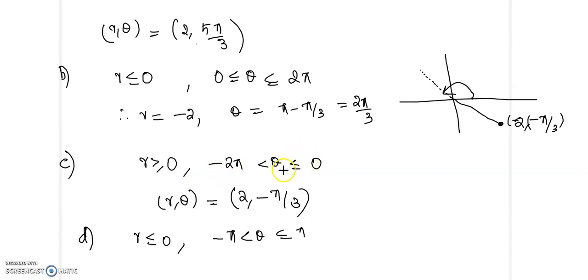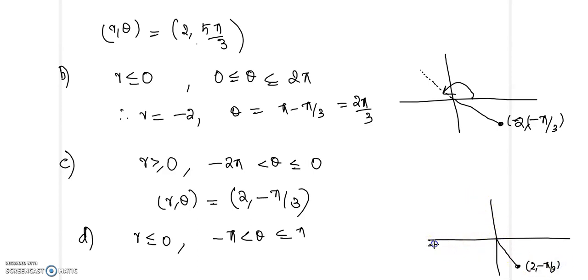So this is the initial representation we took. Initially we got the point as (2, -π/3). In that representation r is greater than or equal to 0 and θ is between -2π and 0. So this representation will be (2, -π/3). And the last one is where you have r less than or equal to 0 and -π < θ ≤ π. So this is our point (2, -π/3).